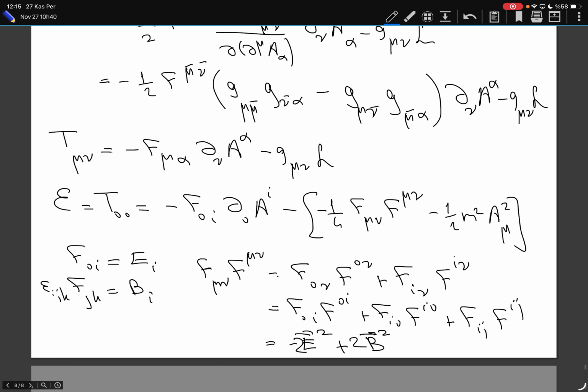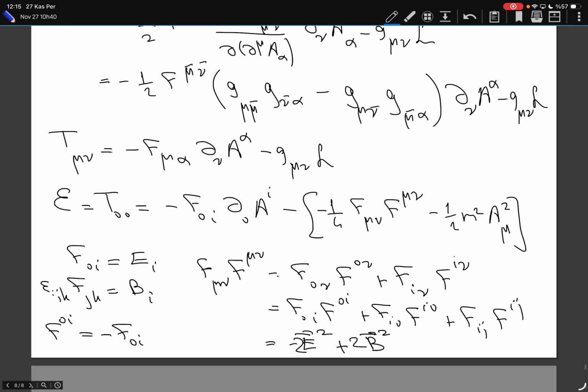But the convention that we've used there, it has to be plus for a square, right? Because we say that F_{0i} equals E_i. Remember, F_{0i} is equal to minus F^{0i}, because of that one space and one time index.